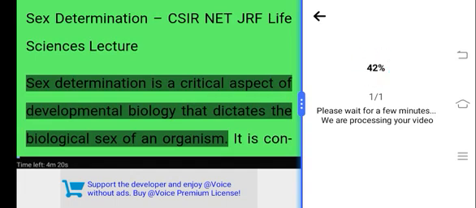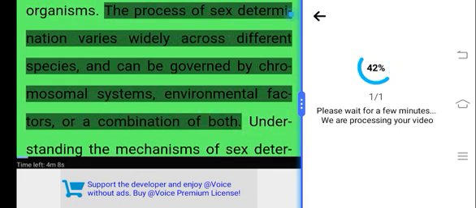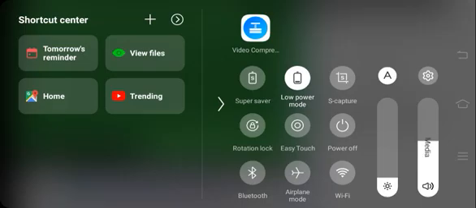Sex determination is a critical aspect of developmental biology that dictates the biological sex of an organism. It is controlled by specific genetic, environmental, and hormonal factors that result in the differentiation of male and female organisms. The process varies widely across different species, and can be governed by chromosomal systems, environmental factors, or a combination of both. Understanding the mechanisms of sex determination is essential not only in the context of evolutionary biology but also for applications in agriculture, medicine, and conservation.